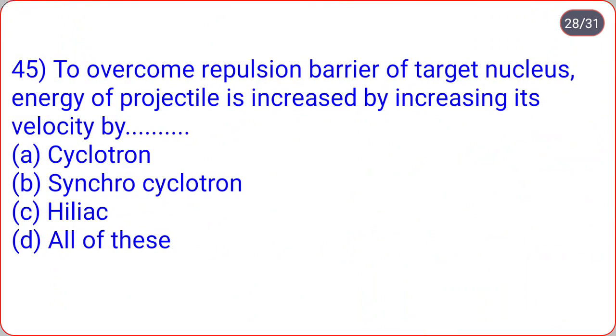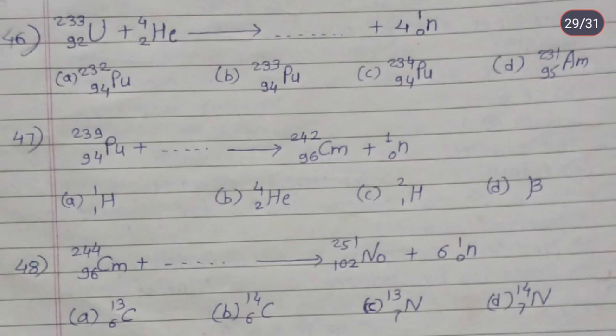To overcome the repulsion barrier of the target nucleus, the energy of the projectile is increased by increasing its velocity by cyclotron, synchrocyclotron, HILAC, all of these. So the correct option is D, that is all of these. Here some reactions are given.